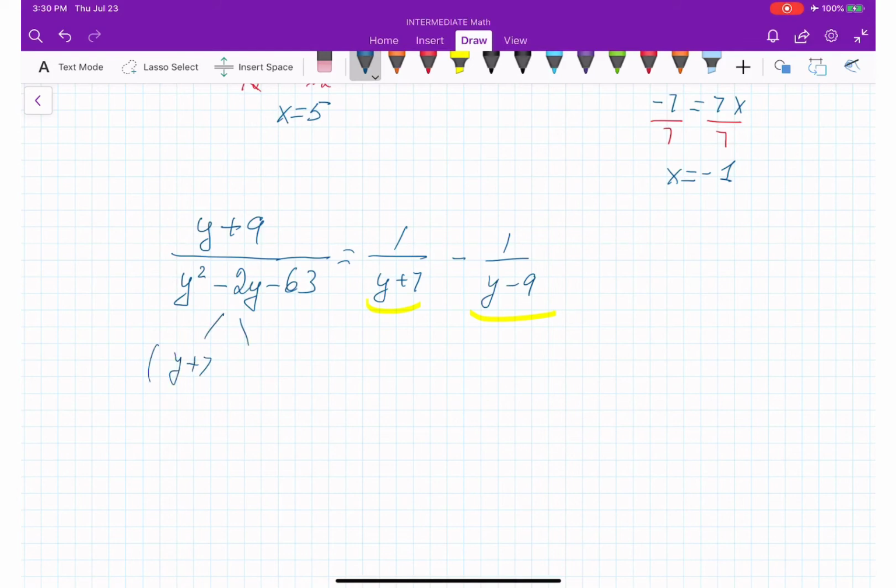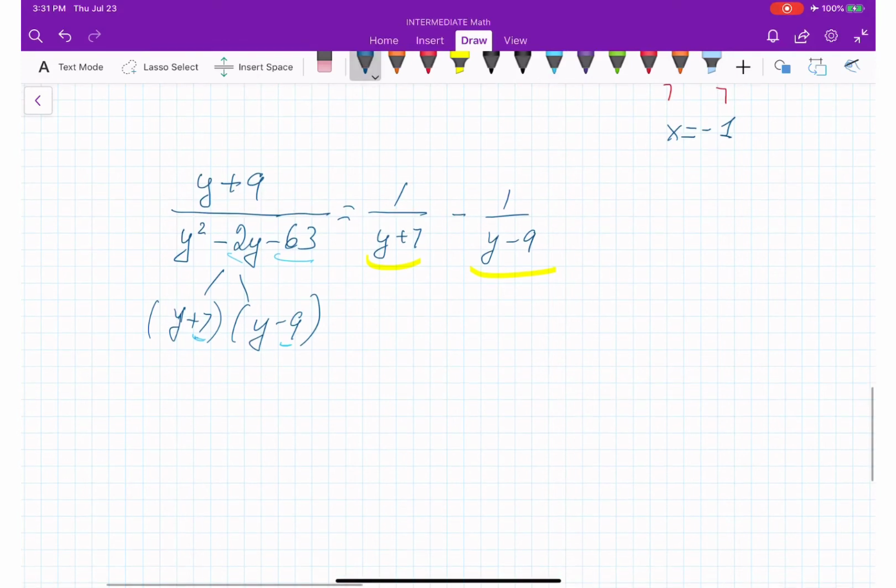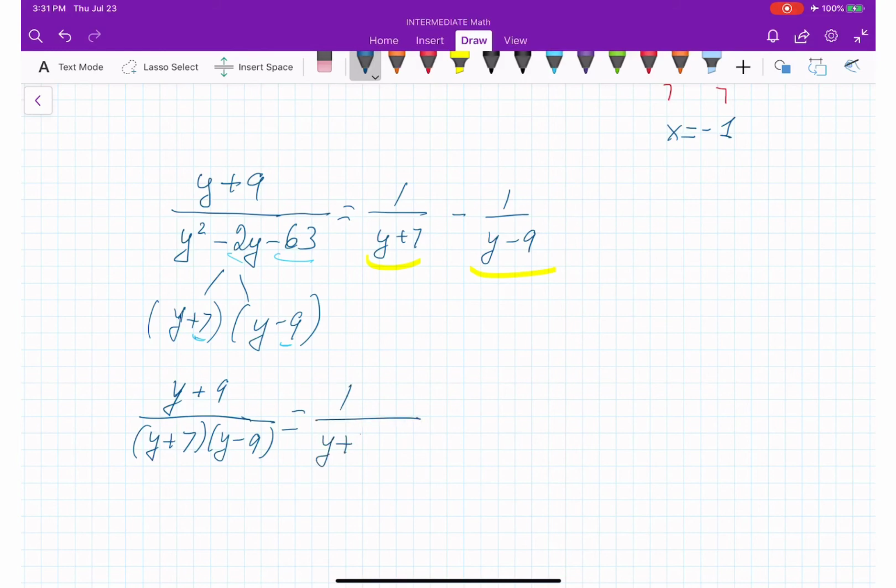y plus 7, y minus 9. 7 times negative 9, let me see. 7 times negative 9, I'm getting negative 63. And positive 7 plus negative 9 is negative 2. Bingo. So that's our common denominator, which means what we are doing is y plus 9 over y plus 7 times y minus 9 equals 1 over y plus 7. So what am I missing? y minus 9, right?